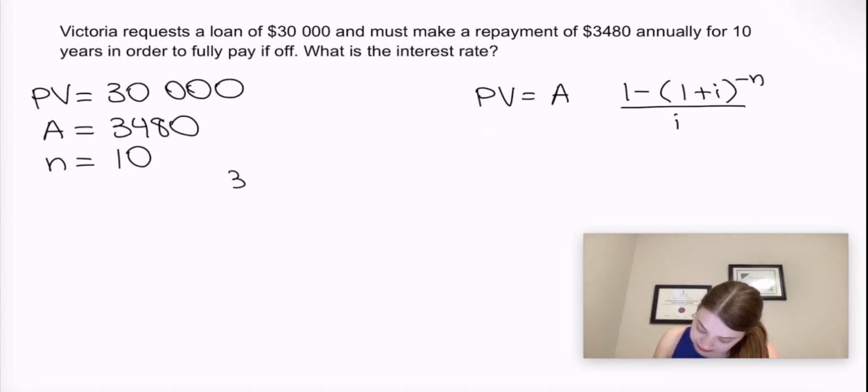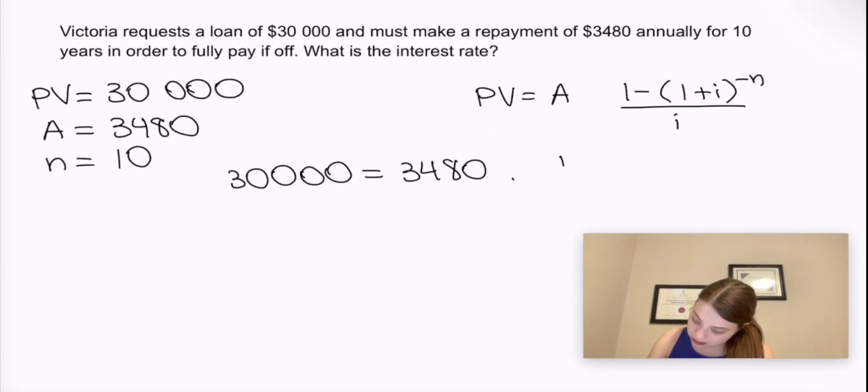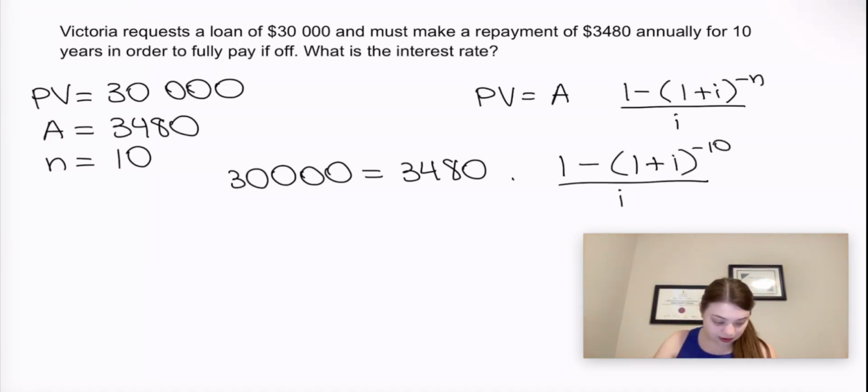So 30,000 is equal to 3,480 times 1 minus 1 plus I to the power of negative 10 all over I. Now, this is something that we can't actually very easily solve directly. We could solve this in a couple ways. We could solve it using a financial calculator to calculate this for us. The other way we could do it is by trial and error.